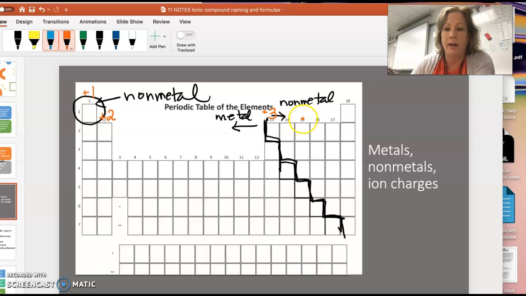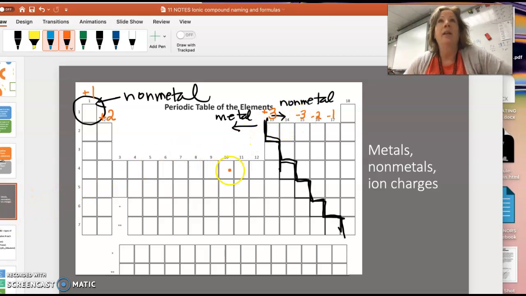But then over here, group 15 is s2p3, so it just needs to gain 3 electrons. That would make it -3. Group 16 is s2p4. They just need 2 more. Group 17 is s2p5, just needs 1 more. And then the noble gases are not going to form an ion charge.